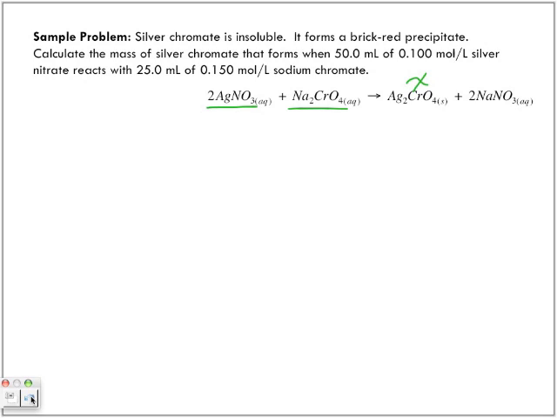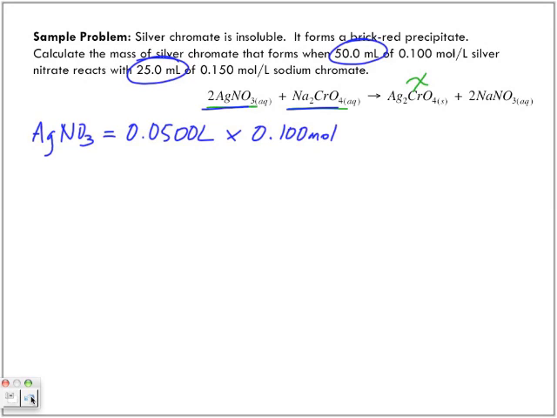What we want is to find the number of moles of our reactants. So we've got AgNO3, and we're given the volume and concentration. So we've got 0.0500 liters. Right? We've converted 50.0 milliliters into liters. We have to convert 25.0 milliliters also into liters. So we've got that many liters multiplied by its concentration, which will give me the following: 0.005 moles. So we've got 0.005 moles of the silver nitrate.